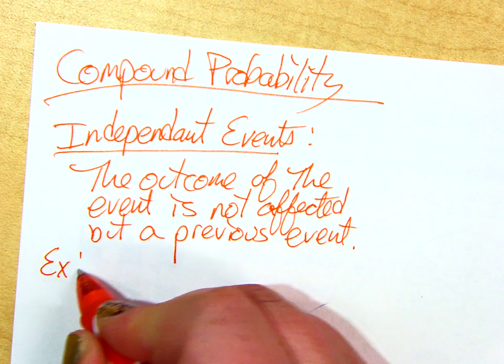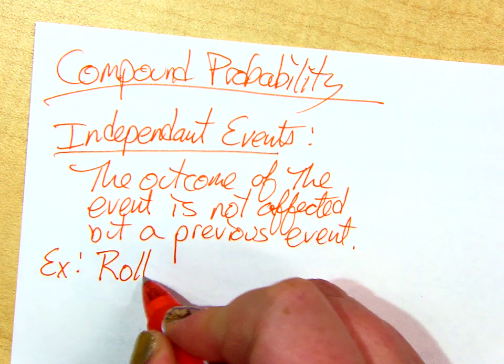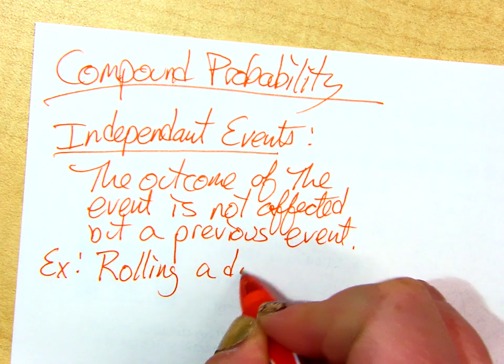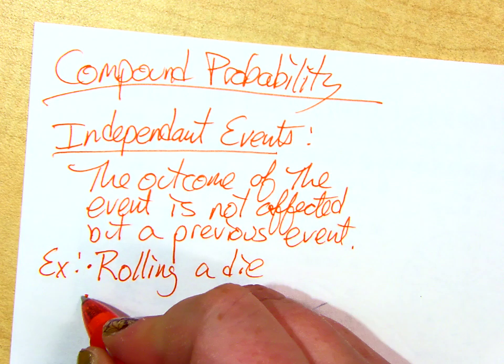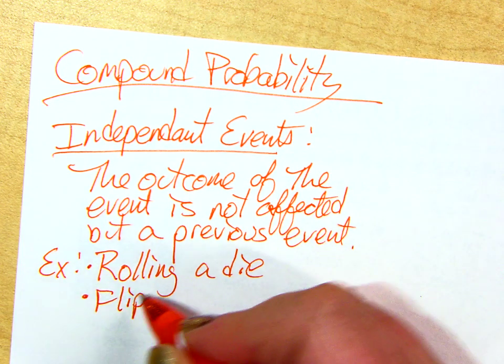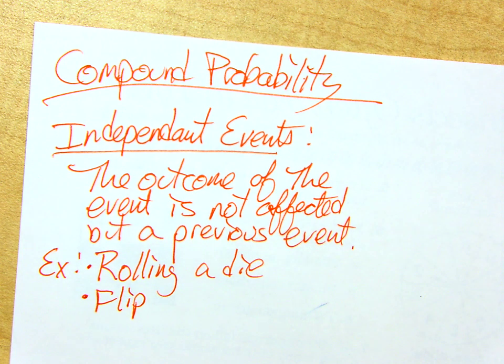So some examples of independent events, we have rolling a die. I could flip a coin, right? If I flip a coin, then I flip it again, the result of the last one has nothing to do with the next one.